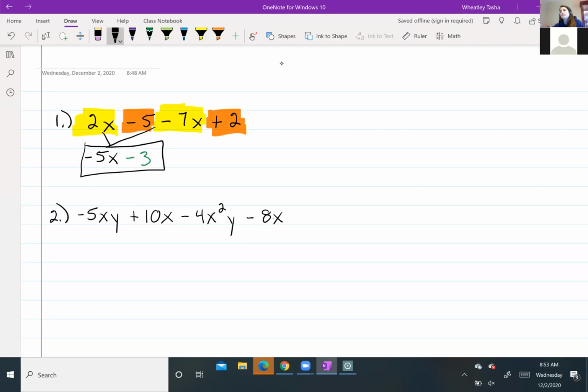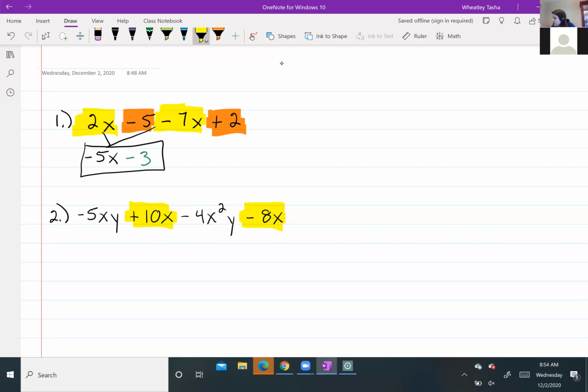So looking at this, like I said, like terms have to have the same variables, same exponents, everything. So even though we have a negative 5xy, xy is the variables. All of the other ones do not have just an x and a y. Now you may say, well, what about the negative 4x squared y? X squared y is different than just xy, so they can't be combined. However, we can combine positive 10x with negative 8x. So the signs don't matter, it's the variable. So x and x, that tells me I can combine those together.